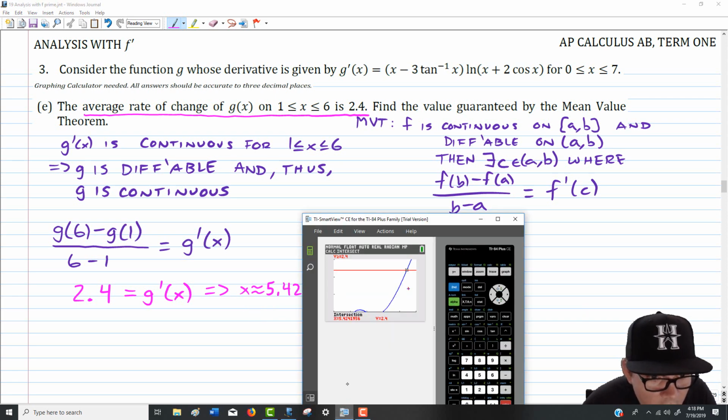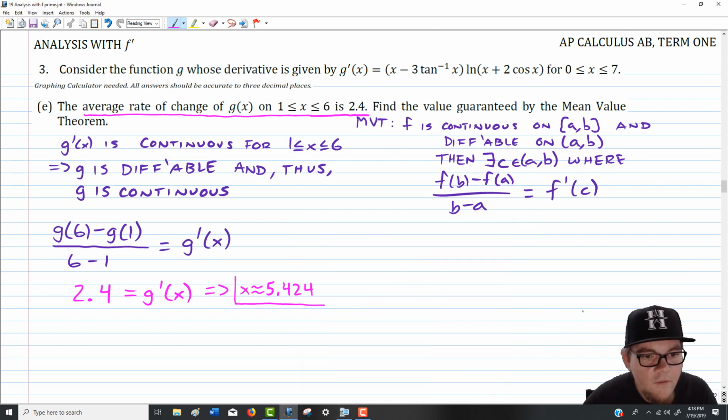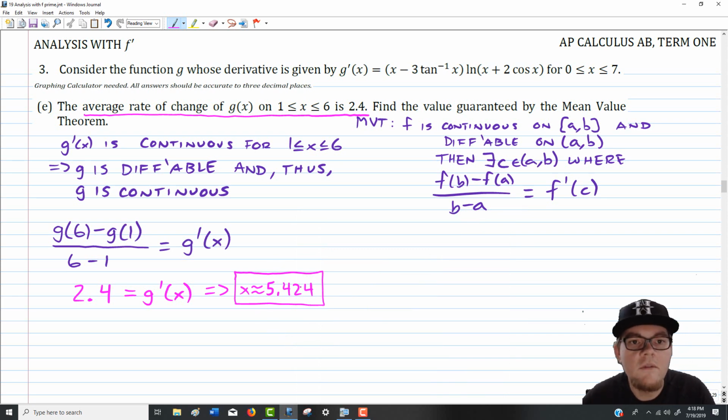Let me make sure I did that correctly. 4.2419, yep. So there's our value. So again, what this is telling us is that the place on the graph of g, that function we don't see, but whose derivative is given to us as g prime of x, at x equals approximately 5.424, the slope of the tangent line there will have the same slope as the secant line, which in our case has slope 2.4, because that's the value of the average rate of change.